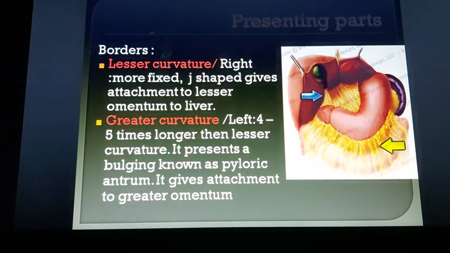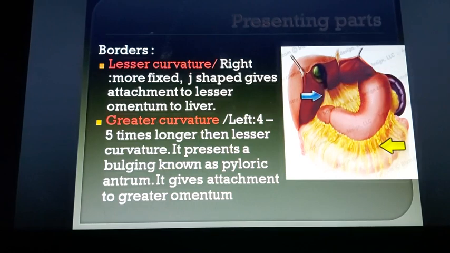Coming to the borders, lesser curvature and greater curvature. Coming to the lesser curvature, which is on the right side, more fixed, J-shaped, and gives attachment to the lesser omentum to the liver. Here we can see the lesser curvature. This lesser curvature, which is fixed and J-shaped, gives attachment to the lesser omentum that is going towards the liver like this. So that is the lesser curvature.